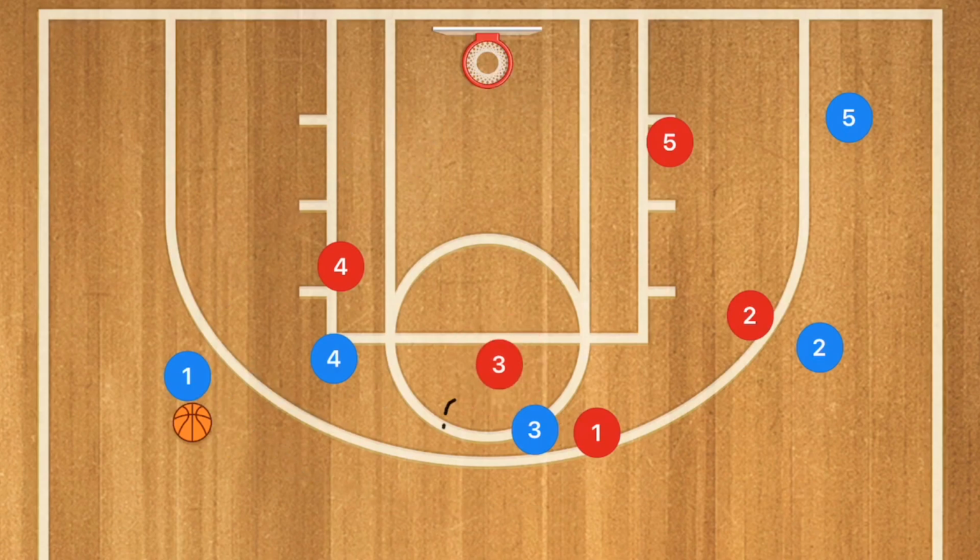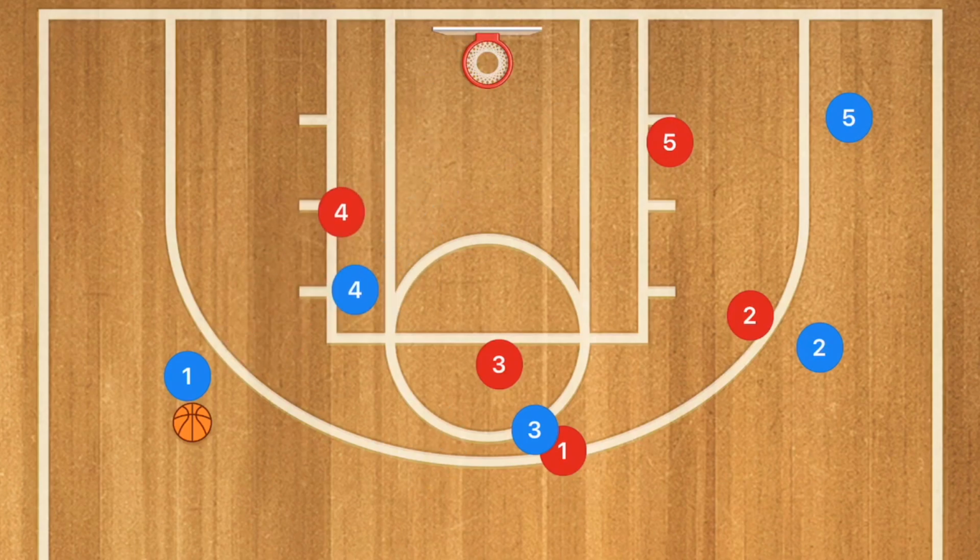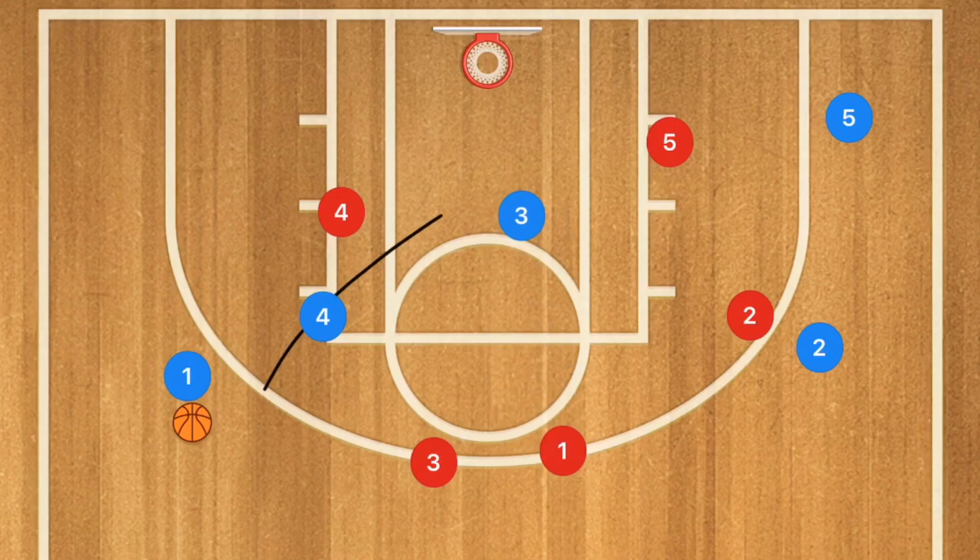If any one of these two players hedges, that's the player who's going to roll towards the basket. So let's say, for example, player 4 hedged. We're going to have player 4 rolling towards the basket. He could be open. Or if we had player 3 hedging, then we'll have player 3 cutting towards the rim. This could be a lob pass into player 3.